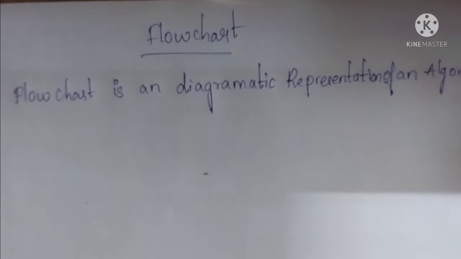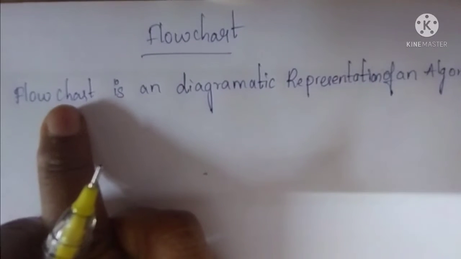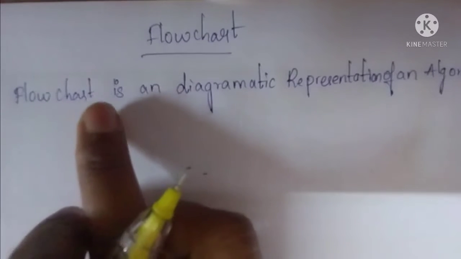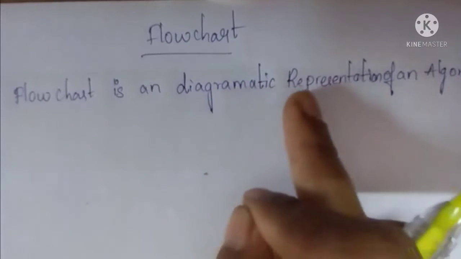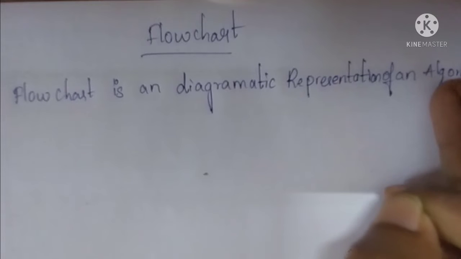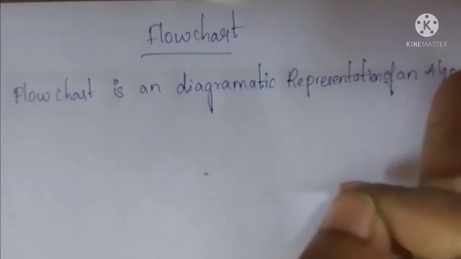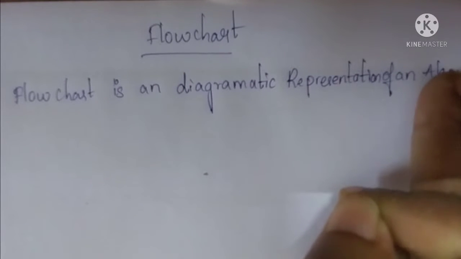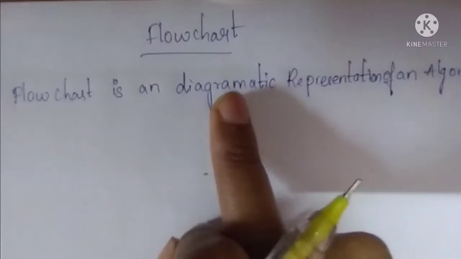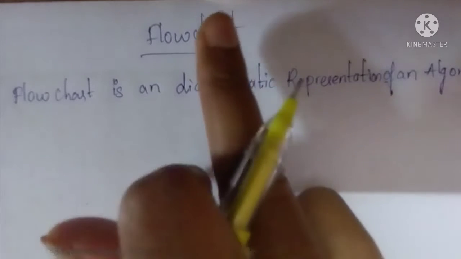So the next topic after the algorithm is the flowchart. A flowchart we can define as a diagrammatic representation of an algorithm. To represent the algorithm, we have another method, that is the flowchart. Whatever we are writing in the algorithm will be written inside some symbols, so that it will be clear for our understanding. That's why we have defined this flowchart concept.